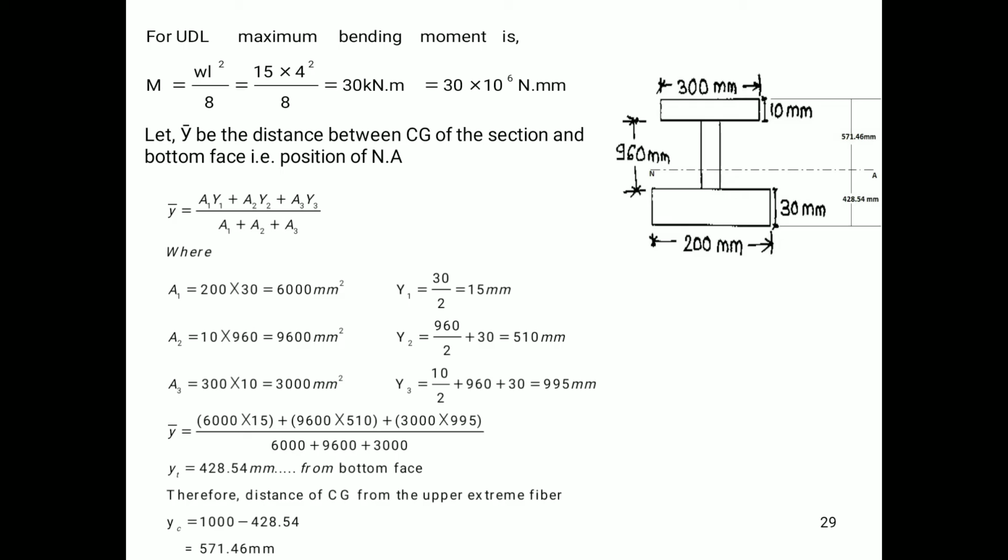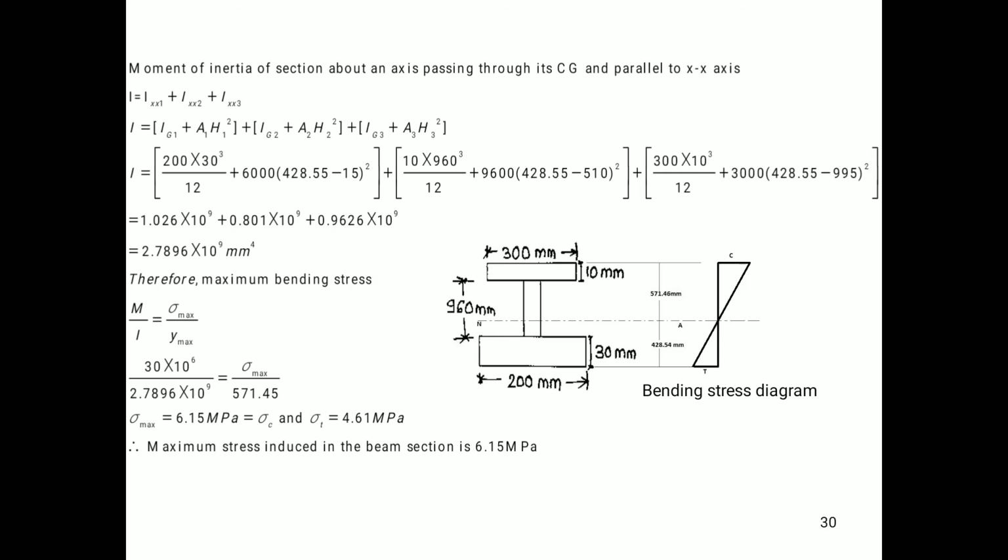So initially we have found the value of moment, and we have found the value of y also. Now we will find the value of I by using the parallel axis theorem, and once you know the values of M, I and y for the entire section, we can easily find the maximum bending moment. Now we are going to find the moment of inertia of a section passing through its CG. As we have three sections 1, 2 and 3, the moment of inertia will be the sum of Ixx1 plus Ixx2 plus Ixx3.